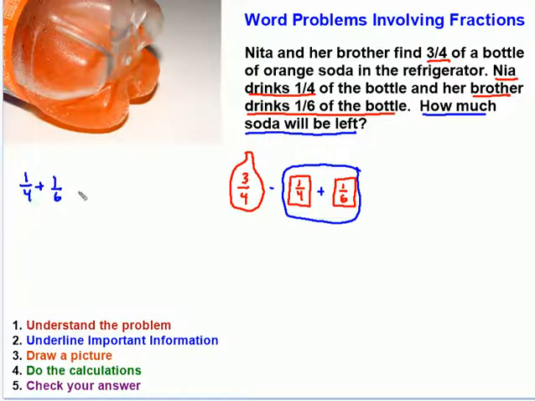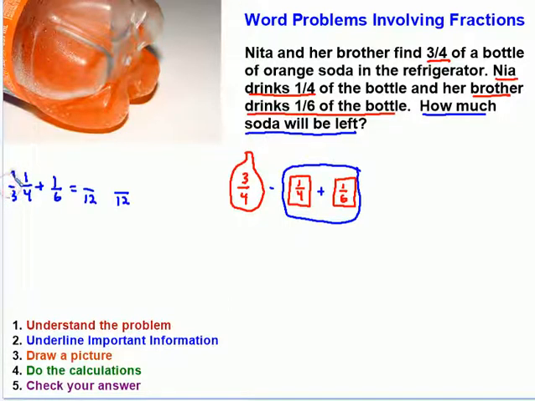Well, we have to make sure we have common denominators. So what is something both 4 and 6 go into? Well, I could do it the easy way and simply multiply by 6 on this side and 4 on this side. But I also know that 4 and 6 both go into 12. Now I'm going to take a different way. And I know that 4 times 3 gives me 12. So I multiply this by 3.